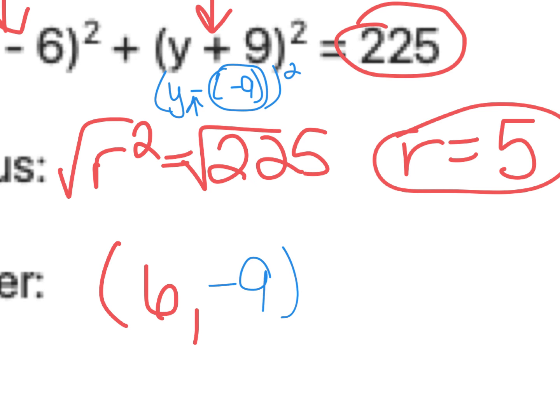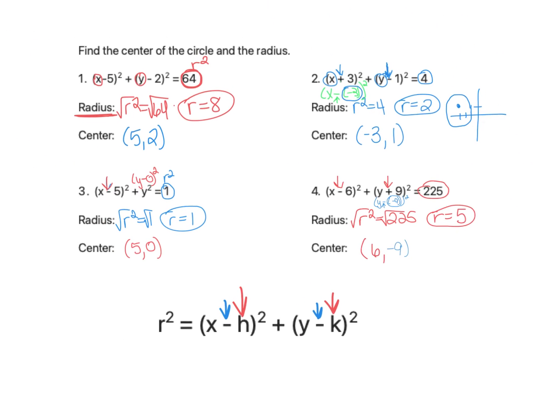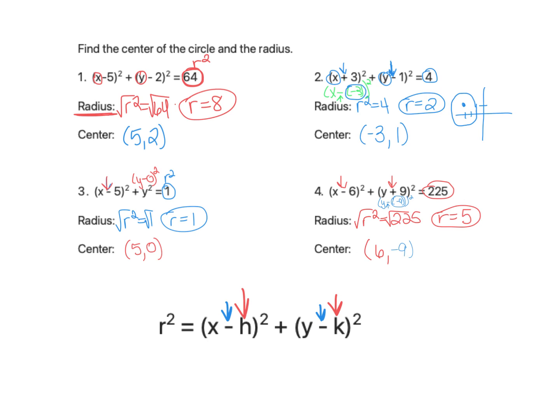So just some observations here to make sure we know: if we have a subtraction sign inside of our squared, that means if it's x minus 5, it's going to be positive 5. Y minus 2 means positive 2. We have x plus 3, that means we're going to be negative 3. Y minus 1 would be positive. We've got a negative here with the 5, which means our center is going to be positive.